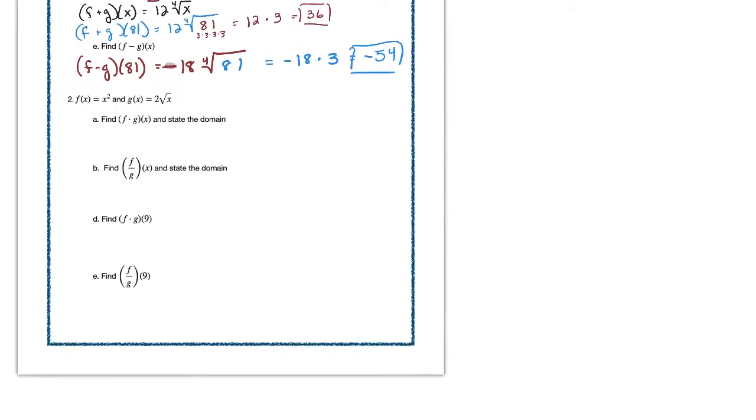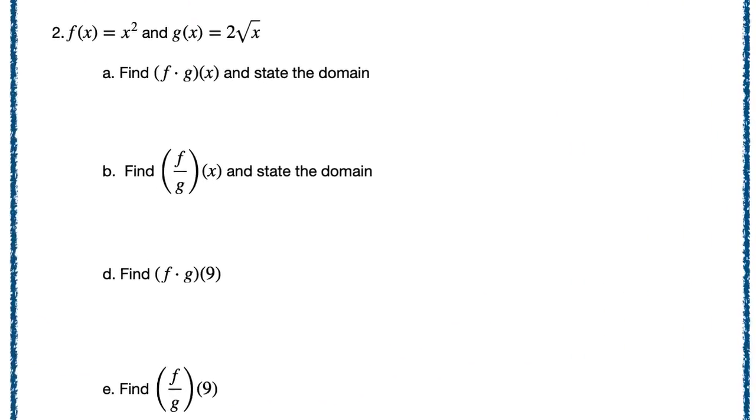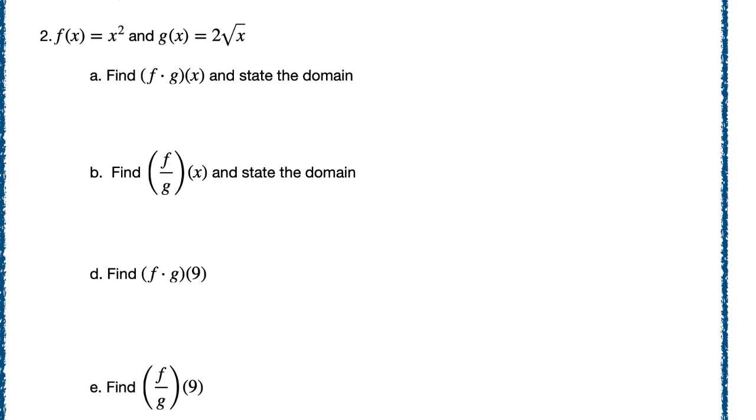Problem 2, now we're doing a multiplication and a division problem. So in this question A, it says find f times g. So let's do f times g of x. That would be, just take f of x, x squared, and say times 2 root x. Now let's simplify this.